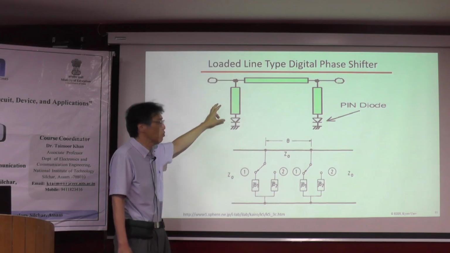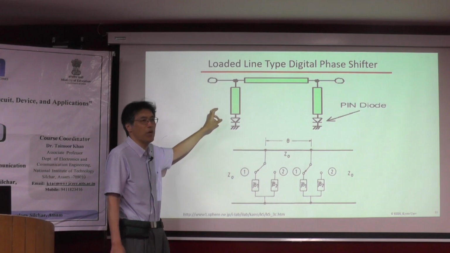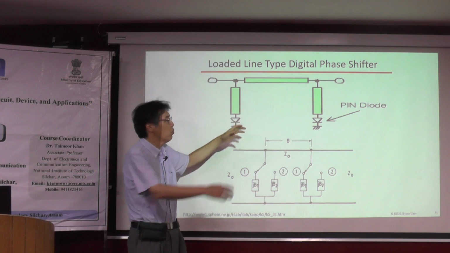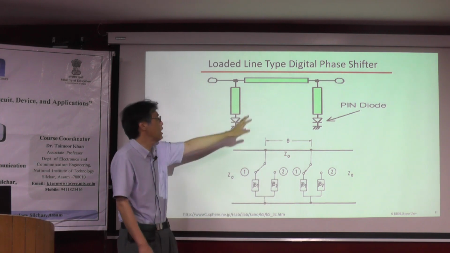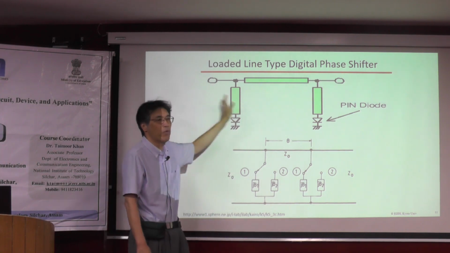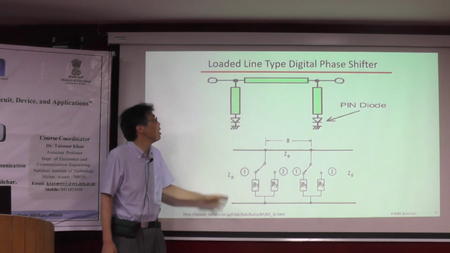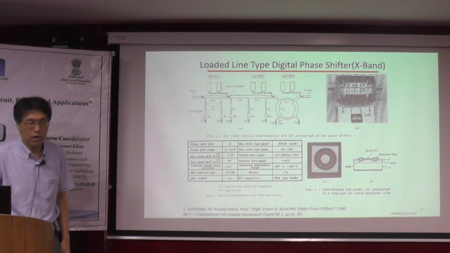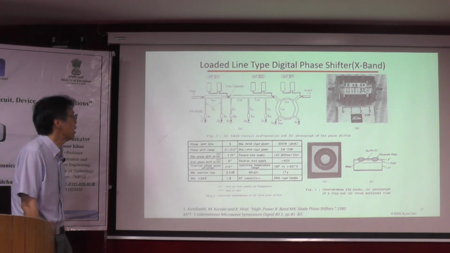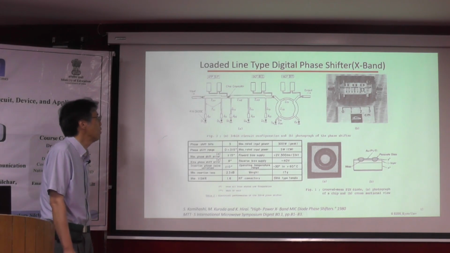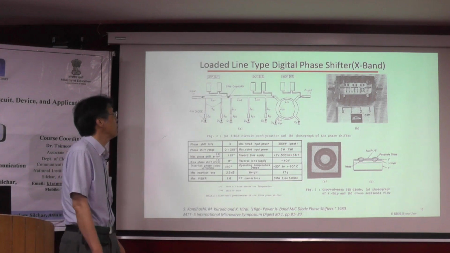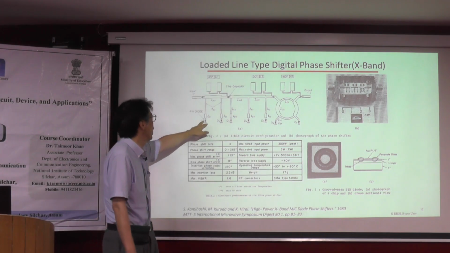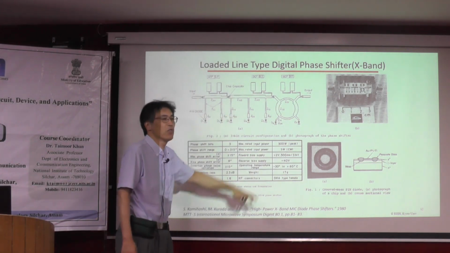So short stub and open stub impedance are very difficult. By changing the pin diode, the total impedance of the circuit changes, and as a result, the phase changes. This is named the loaded line type digital phase shifter. And there are a lot of interesting phase shifters. For example, this is a developed MMIC phase shifter with a loaded line type. Here you can see the pin diode and some stubs there.